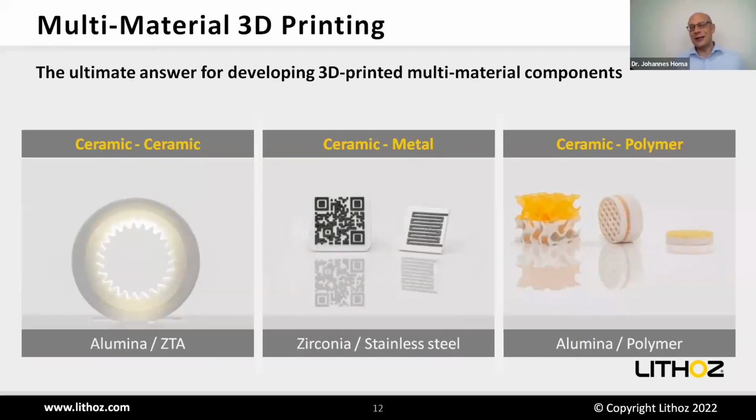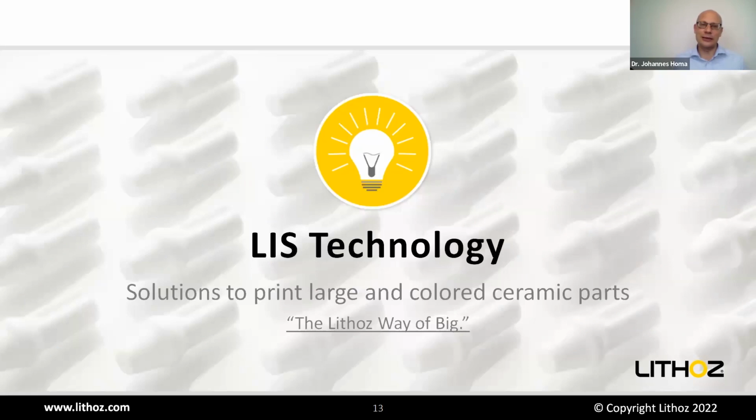One other advantage that LIS cannot do, but LCM can do, is multi-material. So we can also do multi-material. We can do combined ceramics, metal, and also, if necessary, ceramics with polymers. So this is what we can really do here. I don't want to go into detail since we are talking here about the LIS technology.